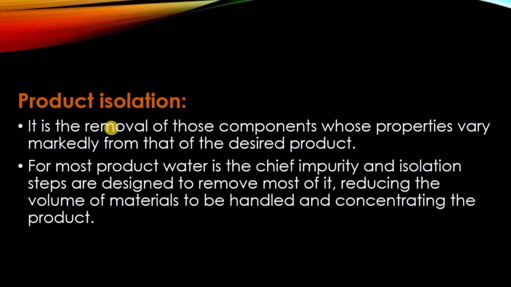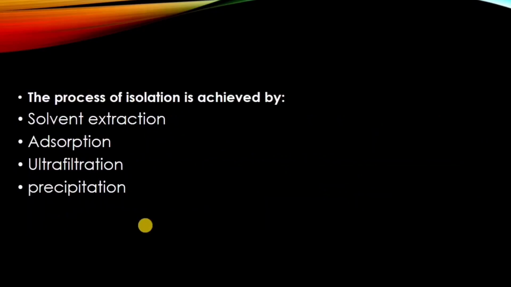Now the second step is product isolation. It is the removal of those components whose properties vary markedly from that of the desired product. For most products, water is the chief impurity. The isolation step is designed to remove most of it, reducing the volume of material to be handled and concentrating the product. The process of isolation is achieved by solvent extraction, adsorption, ultrafiltration, and precipitation.